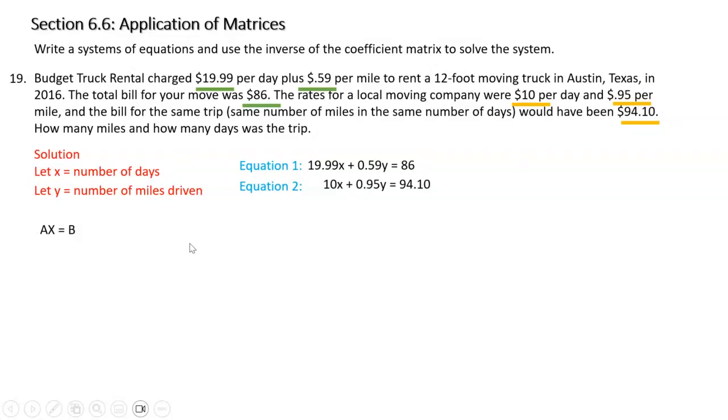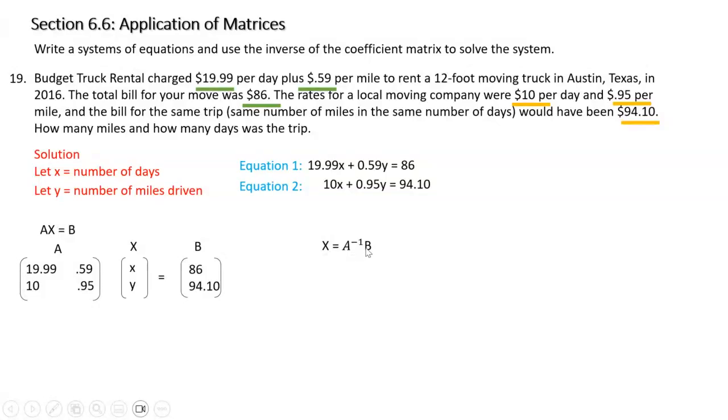Now we have AX, right? This is like AX equals B. My A will be only the coefficients: 19.99, 0.59, 10, and 0.95. Right? My X is going to be my X and Y. And the B is going to be the 86 and the 94.10. That's my B.